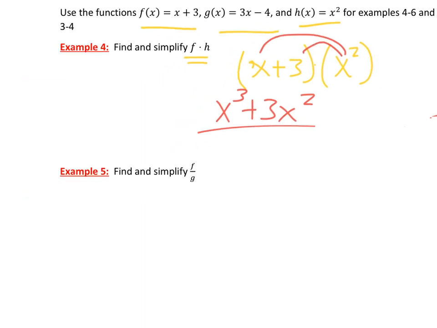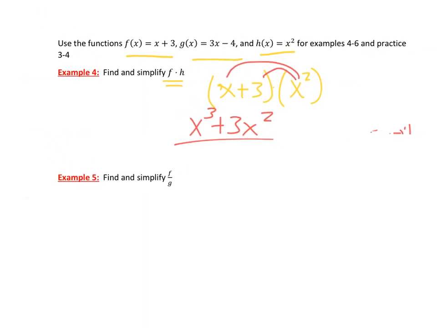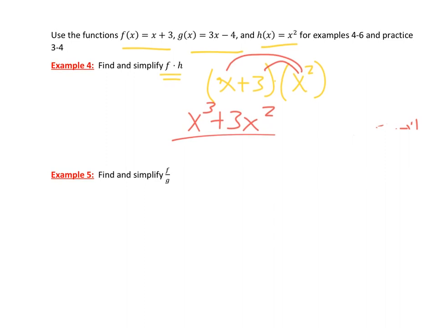Number 5. We're doing f divided by g. For f divided by g, we take the f of x equation, which is x plus 3, and we divide it by g of x, which is 3x minus 4. Now, we haven't really talked about how to simplify these, so I'm not going to ask you to try to simplify this expression right now, but I do want you to state that restriction. So x can't be equal to, well, what? Let's figure that out.